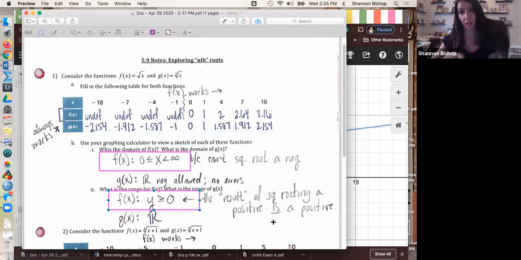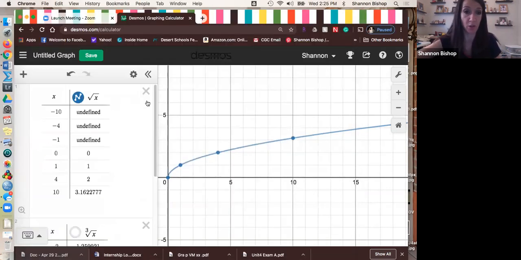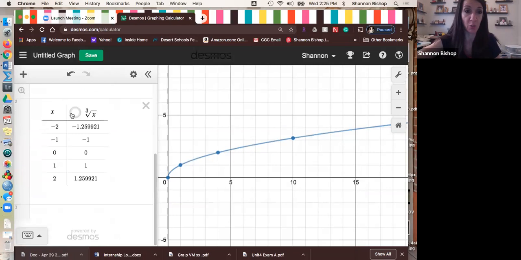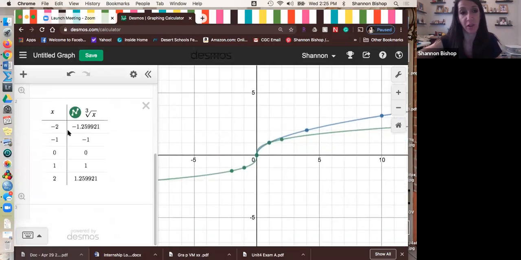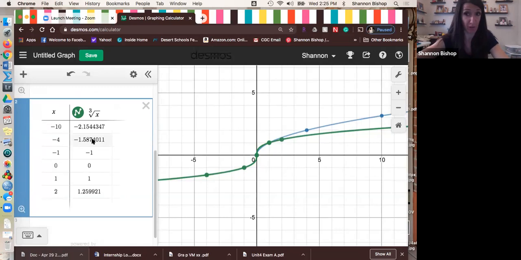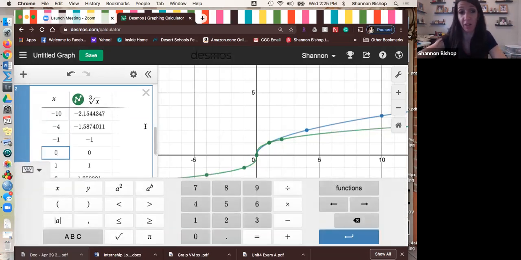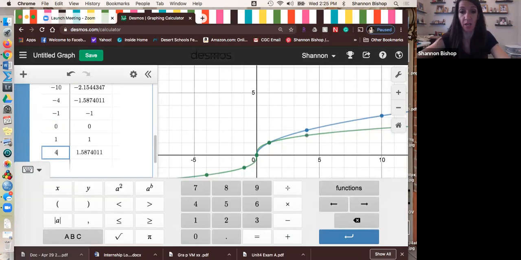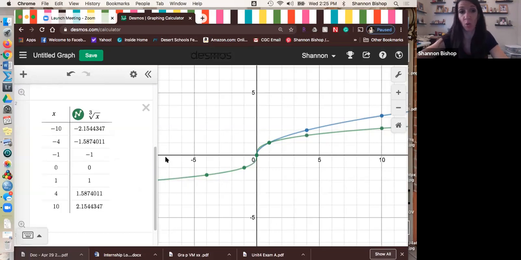Now we'll come back and we'll elaborate on that in just a second, but let's go look at the other function really quick. So the other function, the cubed root, so when you start to think about what was valid on that graph, well, were negatives valid? Do you have any error messages right now? No, no error messages. So are negatives valid? Yes. Is 0 valid? Yes. Are positives valid? Yes. So what seems to be valid on this graph?